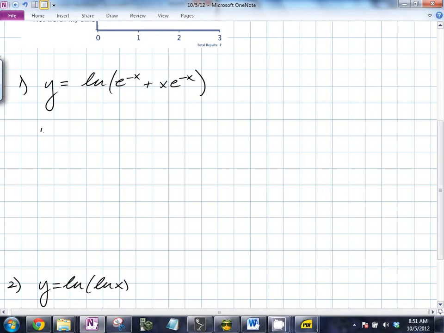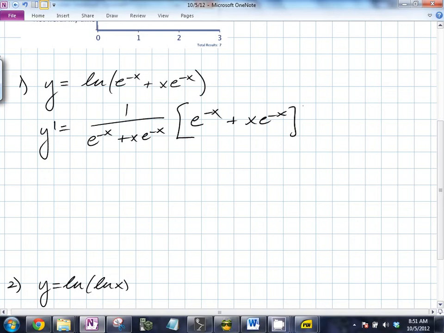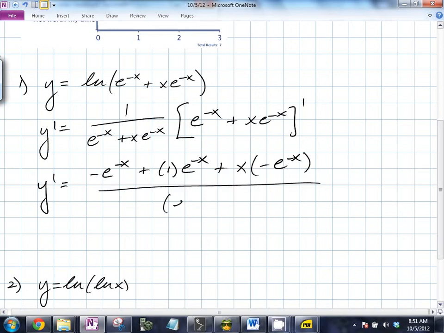y prime is equal to 1 over negative x plus x e to the negative x. But then you have to multiply by the derivative of the inside. So y prime is equal to, what's the derivative of the inside? Negative e to the negative x plus 1 e to the, the derivative of the first times the second plus the first times the derivative of the second, all over, well, that thing, right?